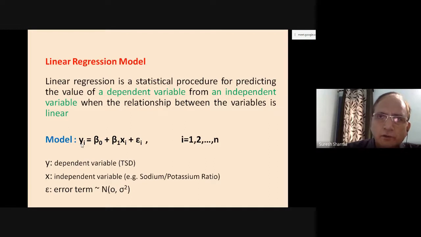Hopefully, what we mean by simple linear regression is clear to you. There are only two variables, y and x. You want to predict y based on x. That's all. This is the problem of simple linear regression.